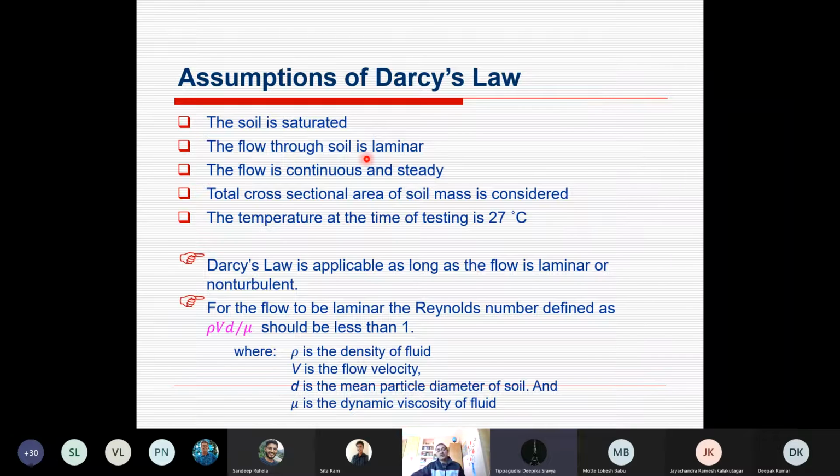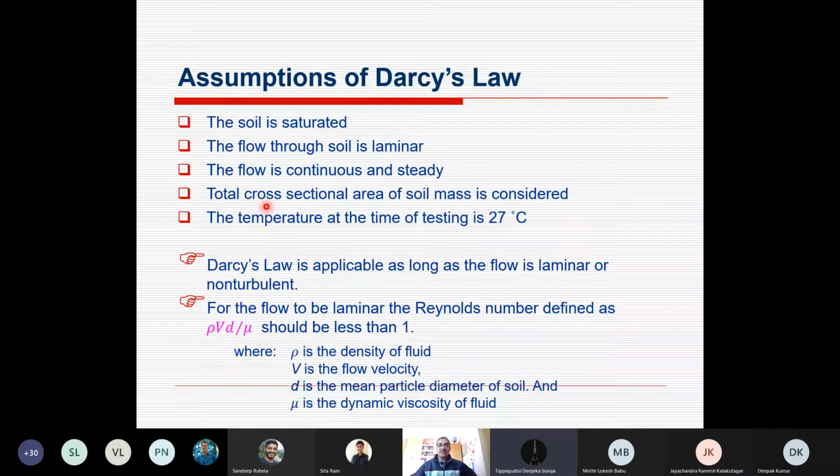Remember, what is the laminar condition? It means a two-phase flow condition, which means there is no velocity head. Remember, we have learned previously that there is no velocity head; it's only pressure head and gravitational head. So flow is laminar, with almost zero or negligible velocity. The flow is also continuous and steady, meaning a fixed rate of entry. That is basically the assumption behind Darcy's law.